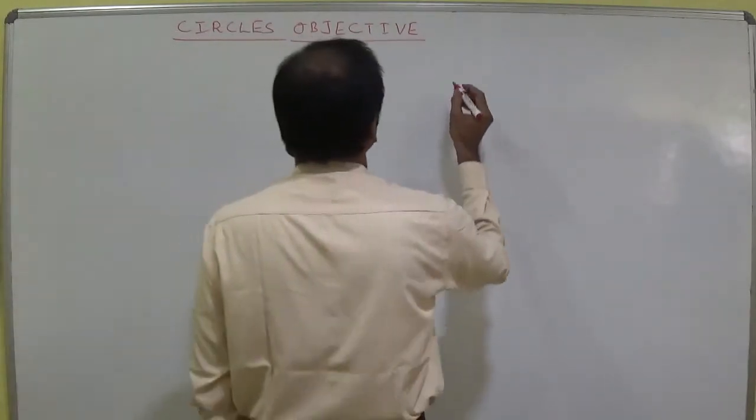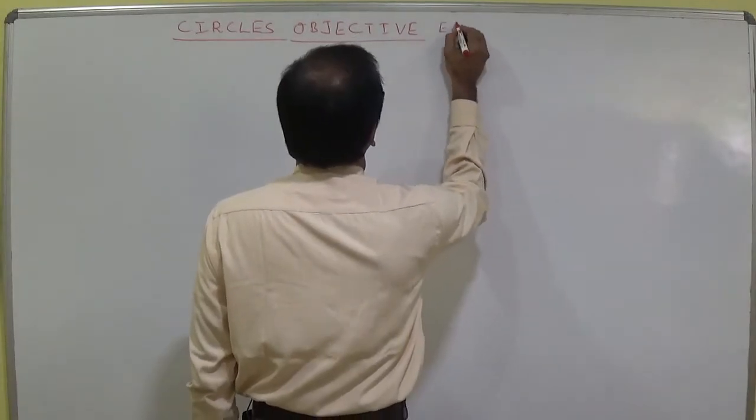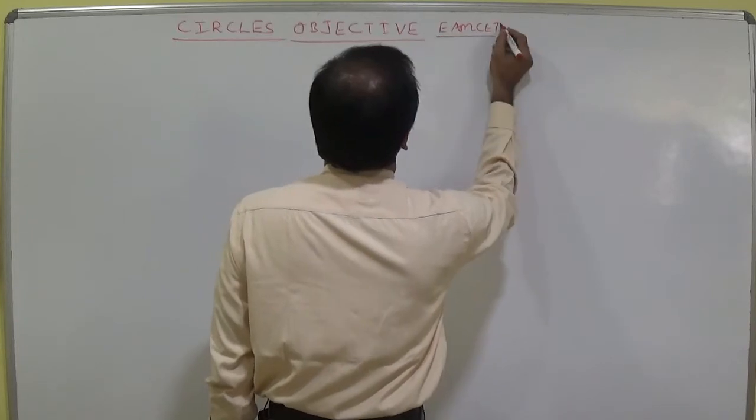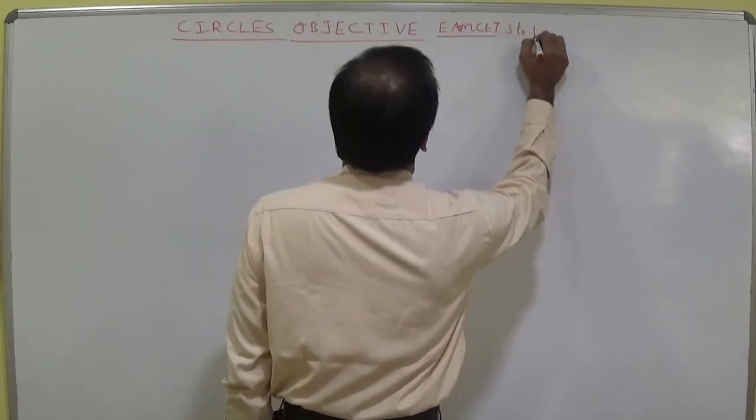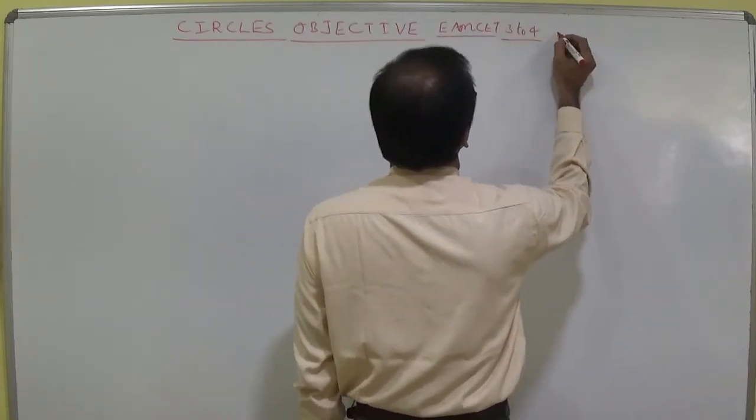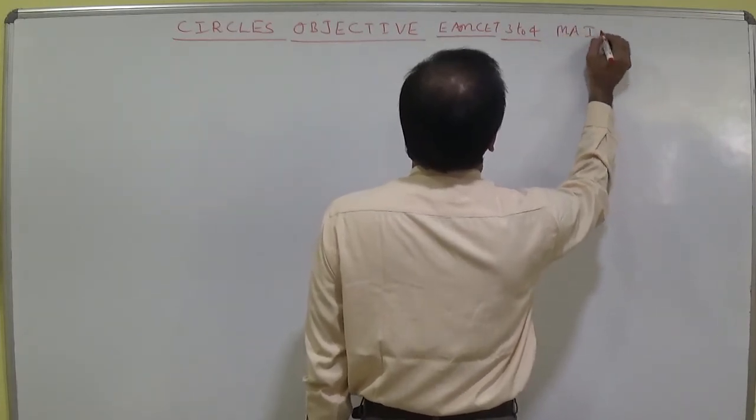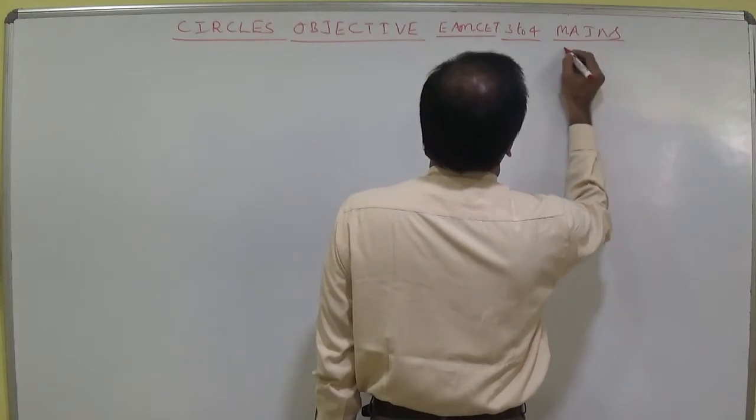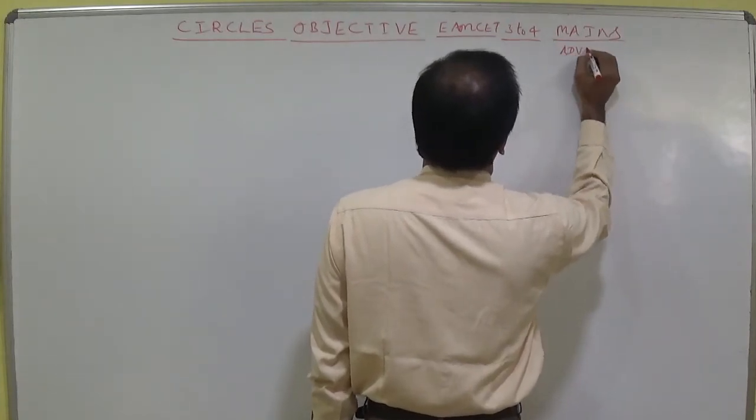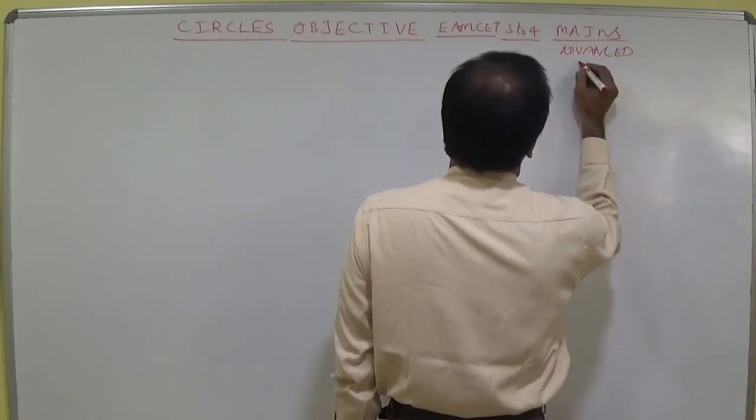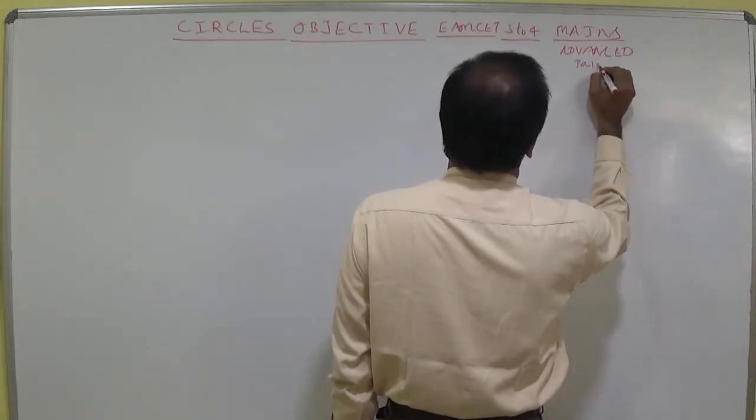In MSET, three or four bits. Mains only, one bit. Mains advanced, one bit. This is Advanced Paper 2.